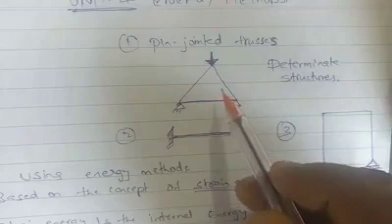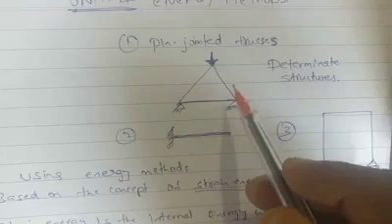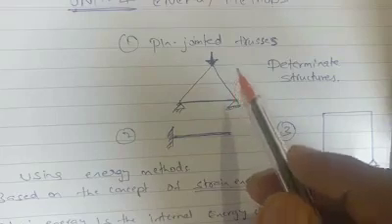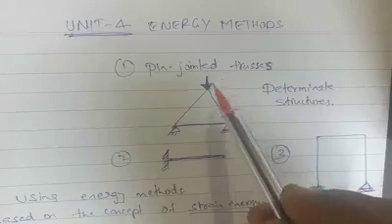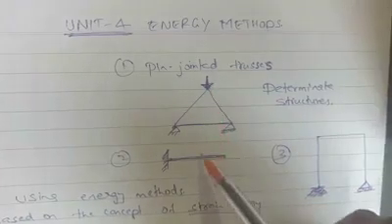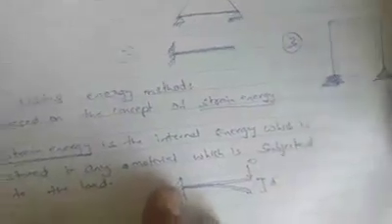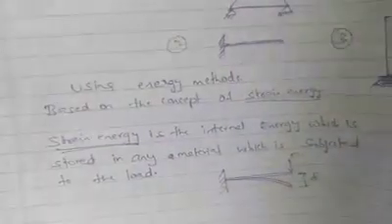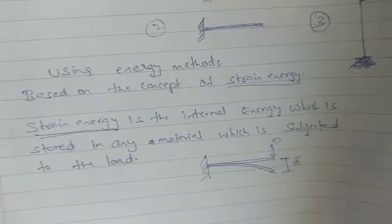Previously, we have learned how to find deflection using the double integration method, the moment area method, and the conjugate beam method. In the same way, we will be using energy methods to find the deflections of pin jointed trusses and simple beams. The energy method is based on the concept of strain energy. What is strain energy? Strain energy is the internal energy which is stored in any material which is subjected to load.